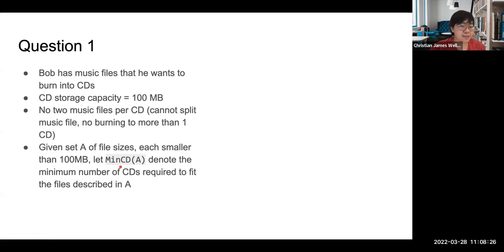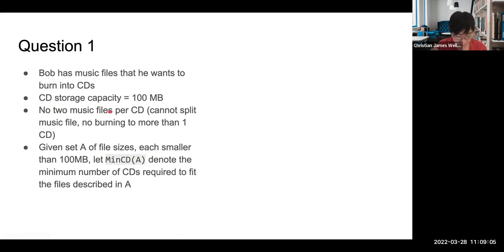Let this notation minCD(A) denote the minimum number of CDs required to fit the files described in A. Meaning you have many files, maybe 10 music files, and each of them is smaller than 100 megabytes. Then you want to store these music files onto the CDs. Because each is smaller than 100 megabytes, you can hope to store 2 music files per CD. There's this constraint that a CD has a limit of 2 music files.